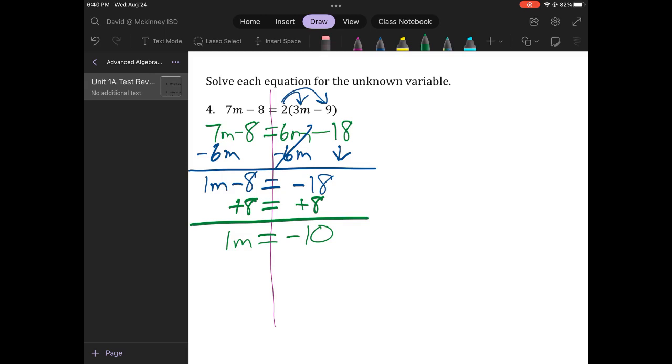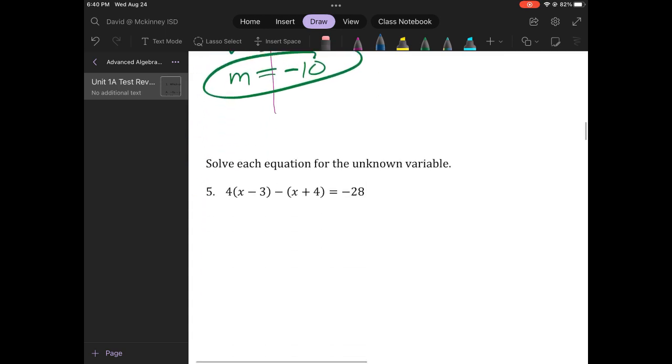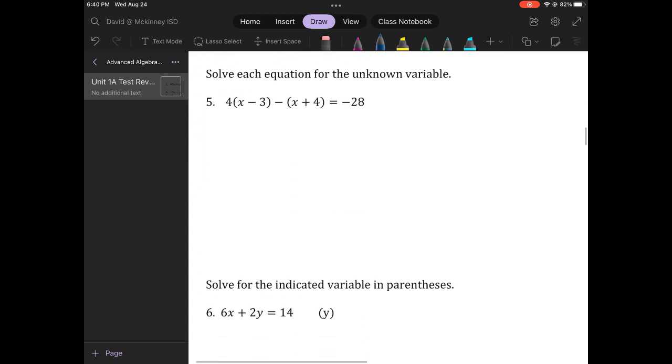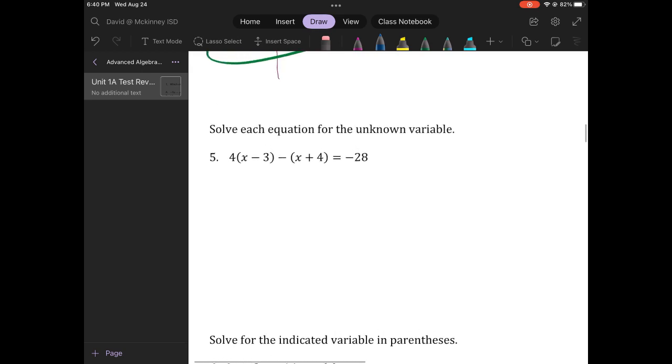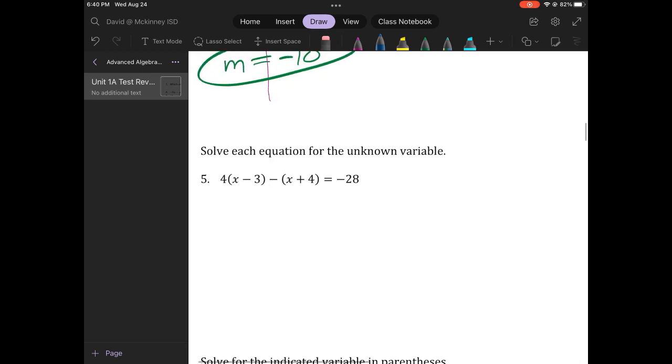Now at this stage, normally I'd have to divide by the coefficient of m, but in this case it's a 1, so I don't have to do that. m is equal to negative 10, and I am done with this equation. So I'm going to move on, and I have one more to do. A little preview of the problem we'll do after this next.